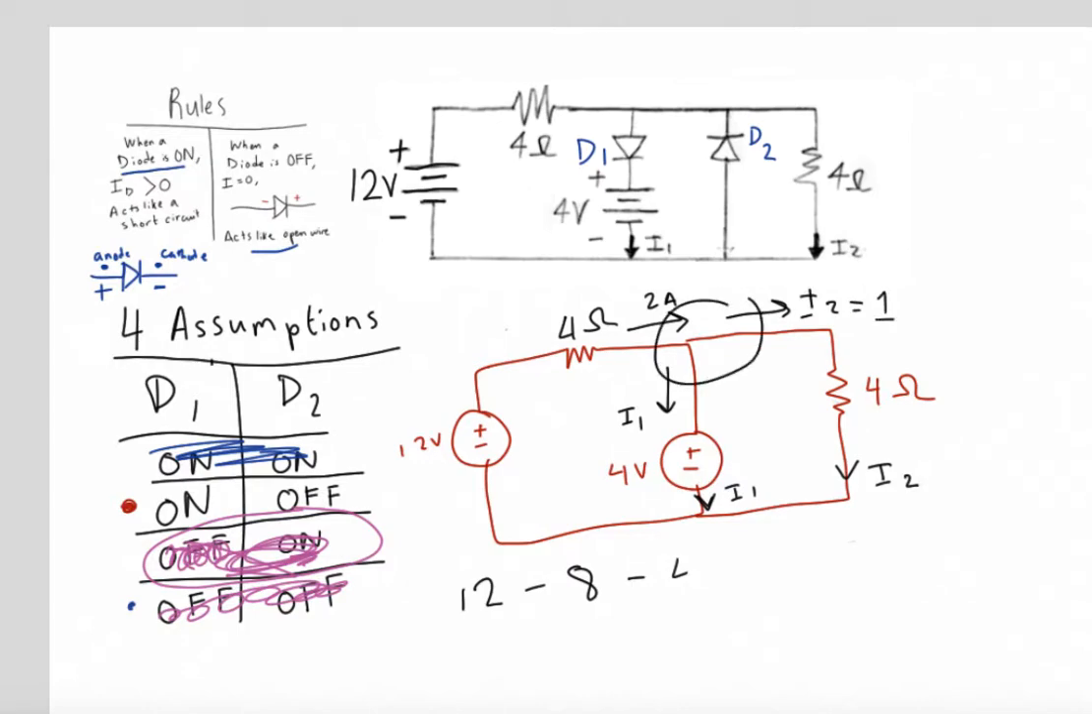And now if we just do KCL, the current law, we have 2 going in equals I1 going out plus I2 going out, and I2 is 1. That means I1 is equal to 1. So we've solved the two currents. I1 is equal to 1 amp, and I2 is equal to 1 amp. And that sums up.